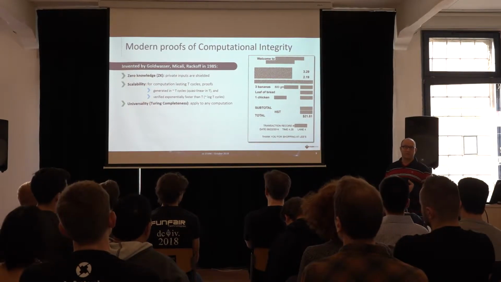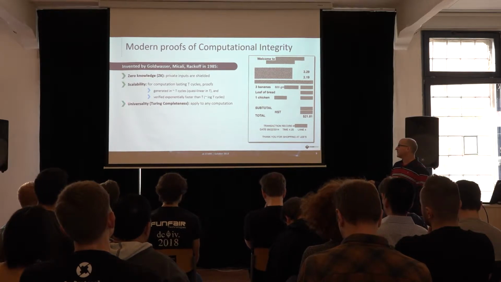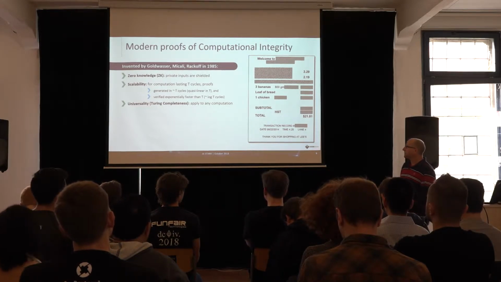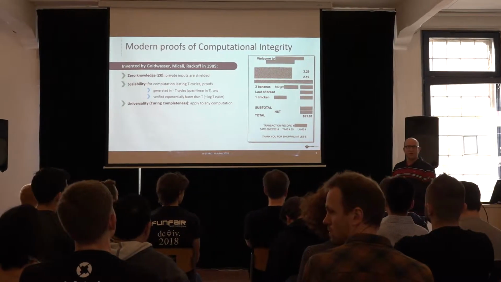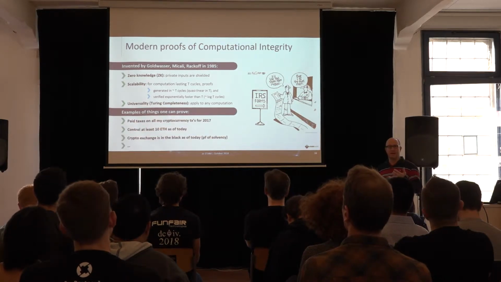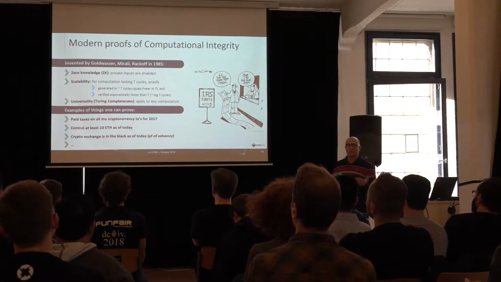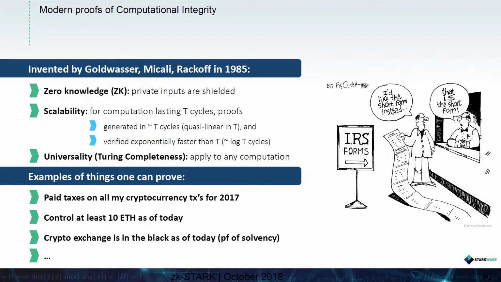And the last one that is very important in the context of blockchains and smart contracts, but also in other settings, is that of universality, which means that you can apply it to any computation. That means you can get these grocery receipts not just for summing up the items in a store, but for doing much more complicated computations. Some examples of things one could apply these proofs to are, first of all, you could prove that you paid all your taxes on your cryptocurrency transactions for the year 2017. You could do it in such a way that verifying this will take much less time than going over this report with all its transactions.